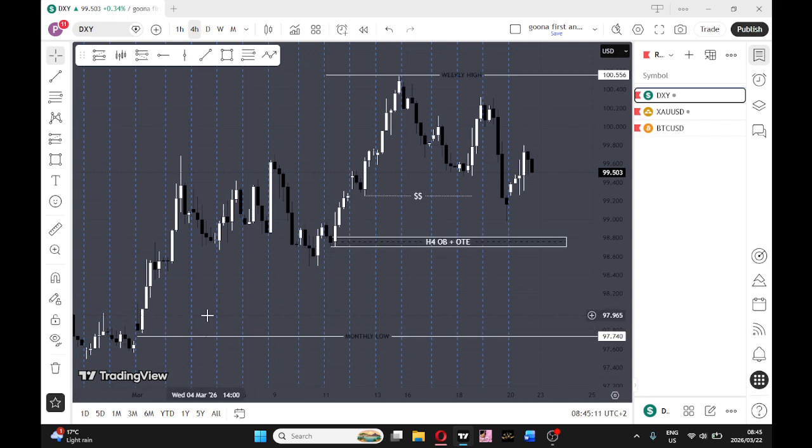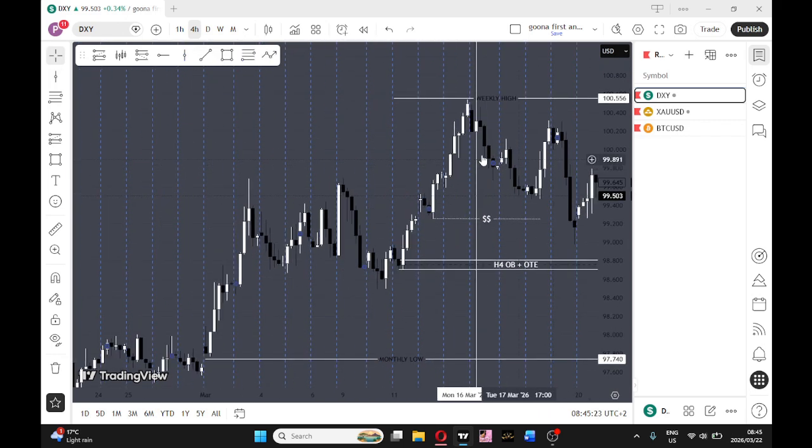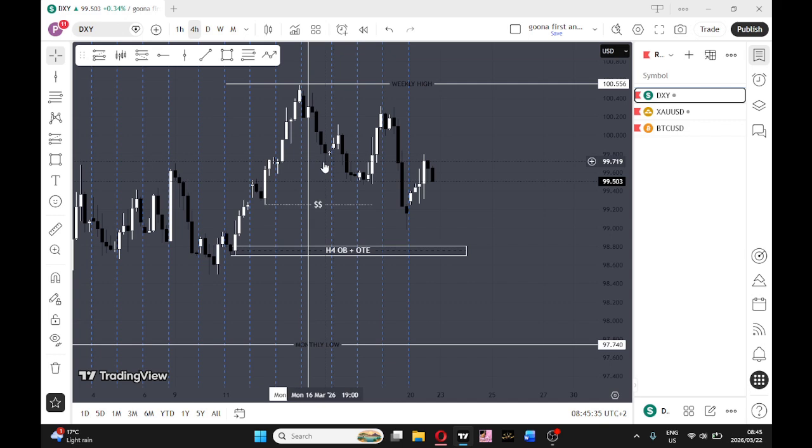Let's start on DXY. So DXY last week when I analyzed Monday was here. The market was here. I marked this liquidity, the high, the low, and the 4-hour order block. Then during the week it just consolidated a bit, then pushes down. So this setup is still valid for this coming week.